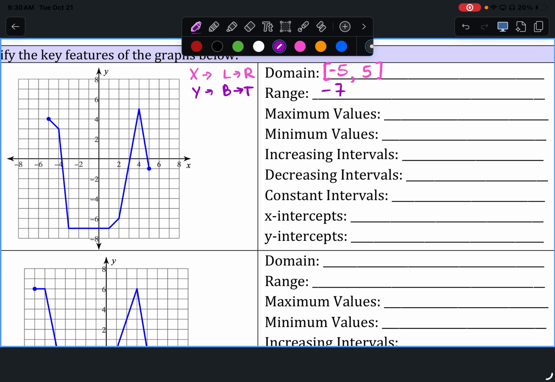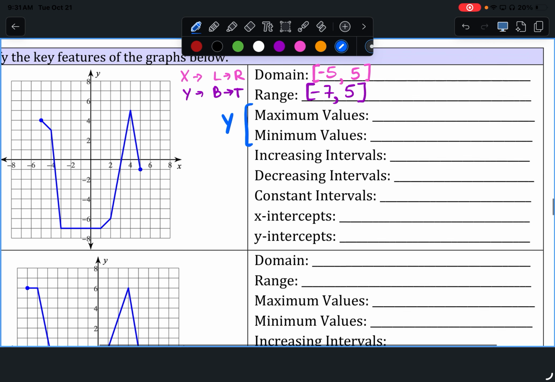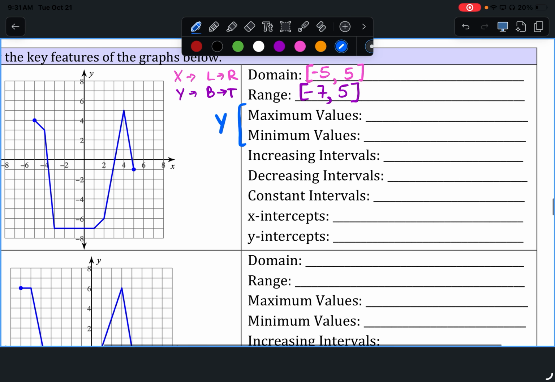-7. Now, is there an open circle anywhere down there? So that means we use a bracket. Okay, what is the highest Y value? 5. Now, when we do maximum and minimum, we are just looking at the y. So for maximum values, we're looking for the max y. What is the max y? What is the min y?